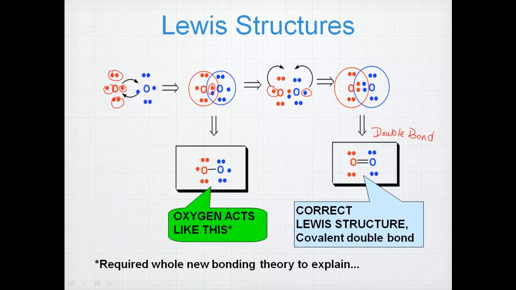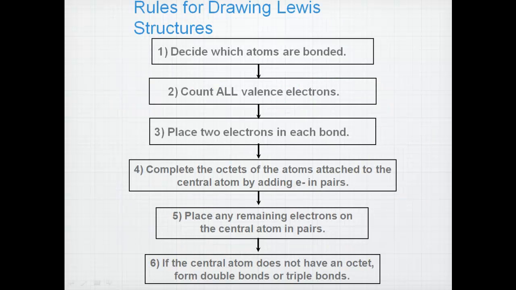But really, oxygen acts like this, where it has 2, 4, 6, 7 around it. But this will require a whole new bonding theory to explain it, and we'll talk about that in the next unit. Here are some rules for drawing Lewis diagrams or Lewis structures.